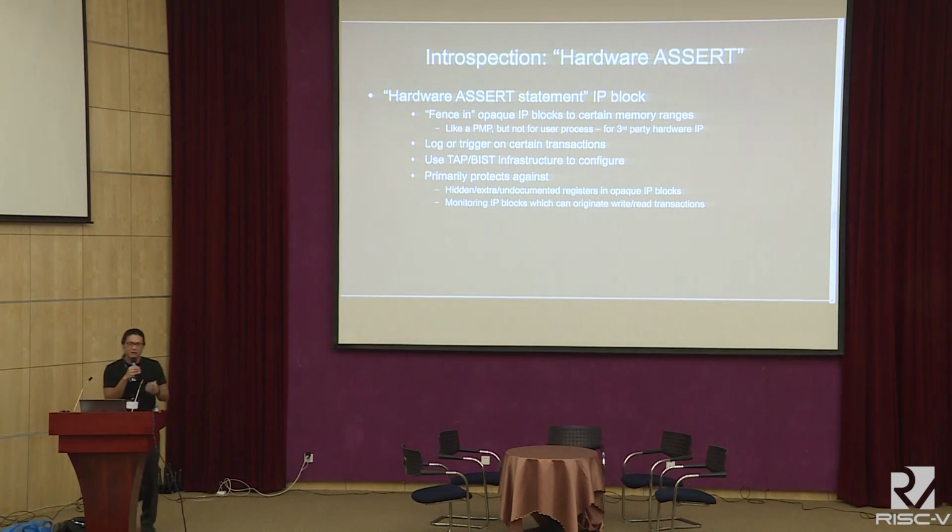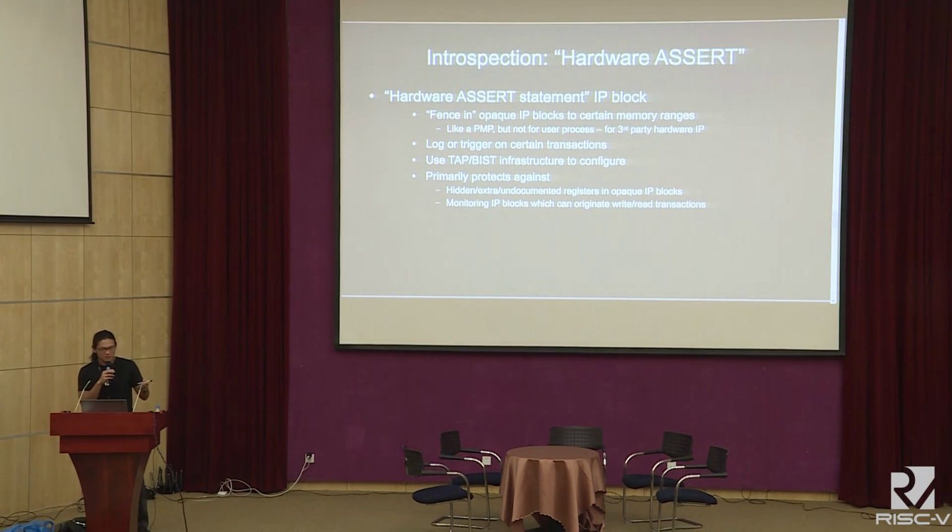For example, something I would love to have is a hardware assert. An assert is something you put in a line of code that says if this condition is not met, throw an exception, so you can catch a program that's behaving buggily. I saw earlier in the workshop that you're talking about a PMP, which I love. That's a great thing to have. But that protects user processes from a processor emitting a write to the wrong place. However, you have third-party IP, and those things can also emit writes that go to the wrong place. So you want something similar to a PMP, but for third-party hardware IP.